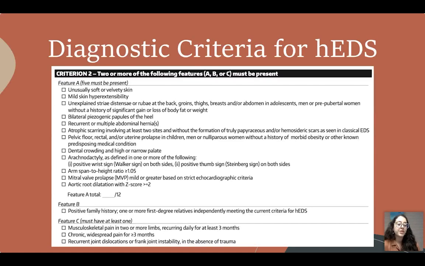And then feature C, so you must have one of these. So do you have pain in 2 or more limbs recurring daily for at least 3 months? Do you have chronic widespread pain for more than 3 months? Or do you have recurrent joint dislocations or frank joint instability in the absence of trauma? So that's that second part of this diagnostic criteria.